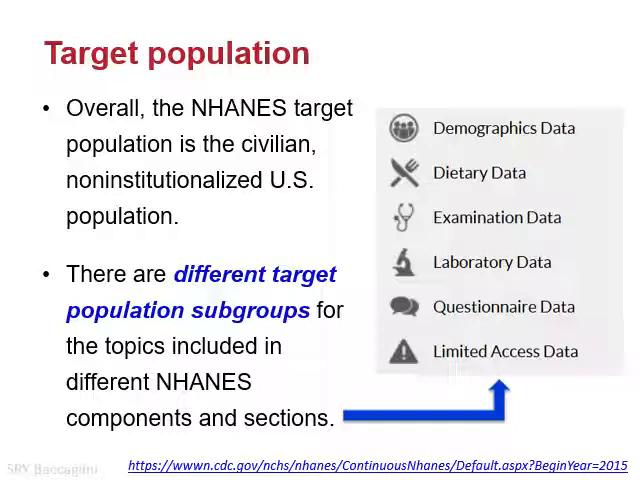And there are different target population subgroups for different topics. So there are certain questions that are being asked in certain subgroups and not others. So you need to keep an eye on that. There will be data collected on demographics, that is just about everybody. Then there will be dietary data. Examination may vary. Laboratory also may vary. Questionnaire also may vary. And there will also be additional limited access data that you would need to request, and you need to go to specialized centers to be able to analyze them.